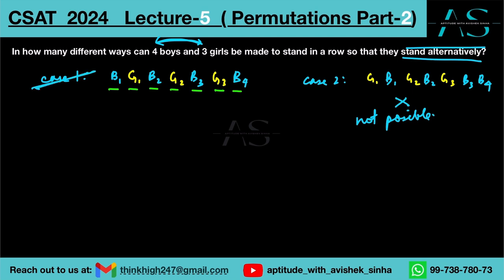Now let's just solve this. How do we solve this? We are starting with a boy, right? How many positions for the boys? 1, 2, 3, 4. How many boys are there? 4. So 4 factorial. How many girls are there? 3. So 3 factorial. That is the correct answer. So 24 into 6 is 120.